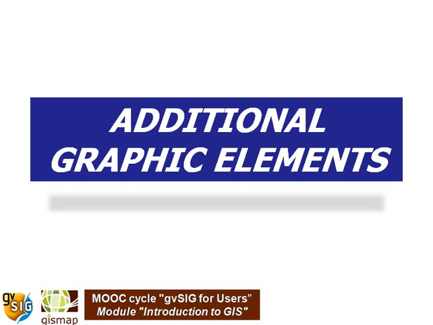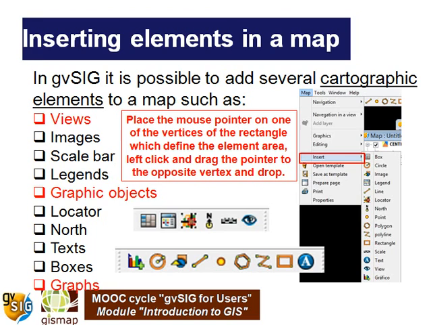Hello, in this second video about map, we will see how to add additional graphic elements to our map. How we can insert elements in a map. In gvSIG, we can insert several cartographic elements to a map, such as views, images, scale bar, legends, graphic objects, locator, north, text, boxes, and graphs, and we'll see all of them.